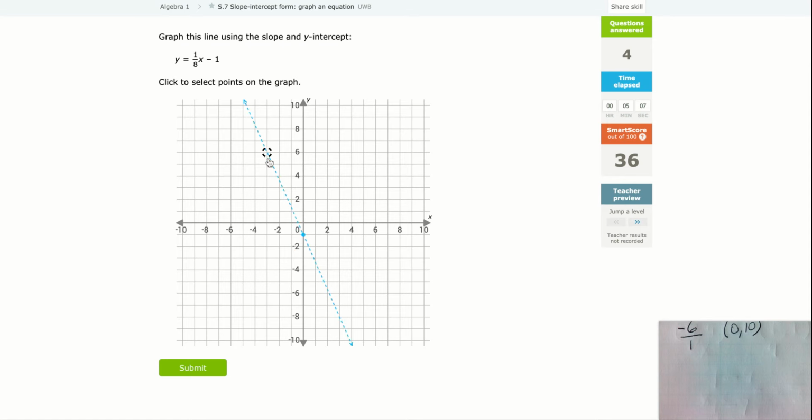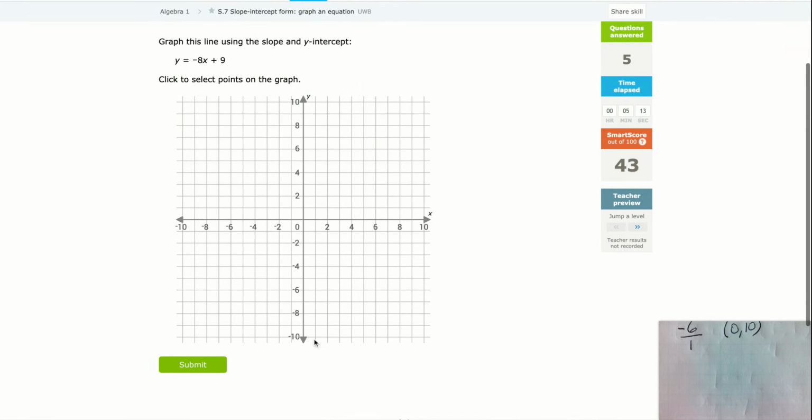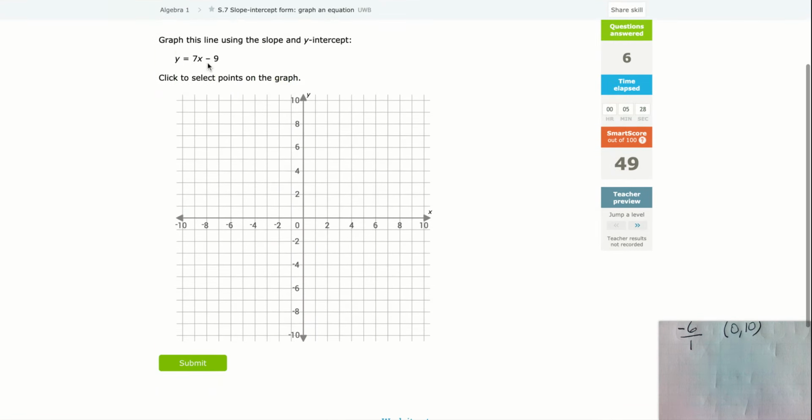Y-intercept is negative 1. Slope is 1 over 8. That's a positive 1 and a positive 8. Y-intercept is 9. Slope is negative 8. That means I'm going to go down 8 and right 1. Remember, think of it as negative 8 over positive 1. Y-intercept of negative 9. Slope is 7 over 1, so I'm going to go up 7 and right 1, because it's positive 7 over positive 1.